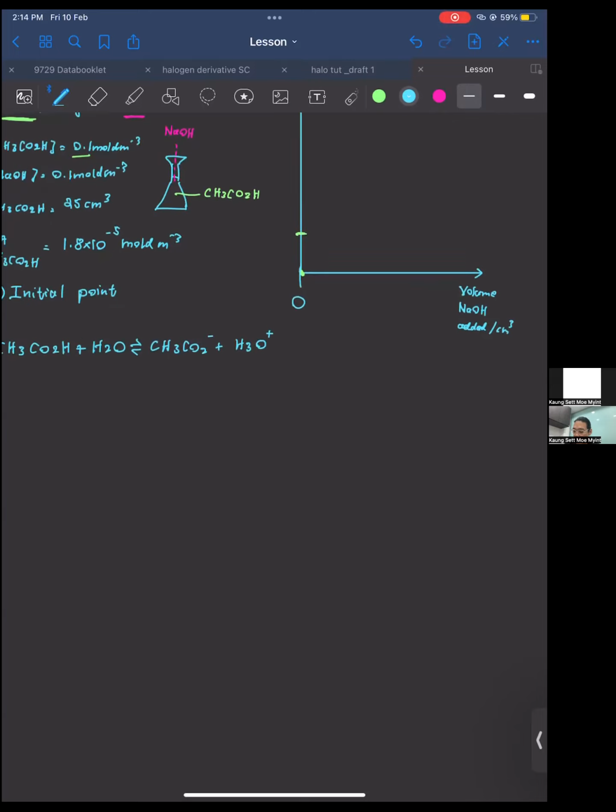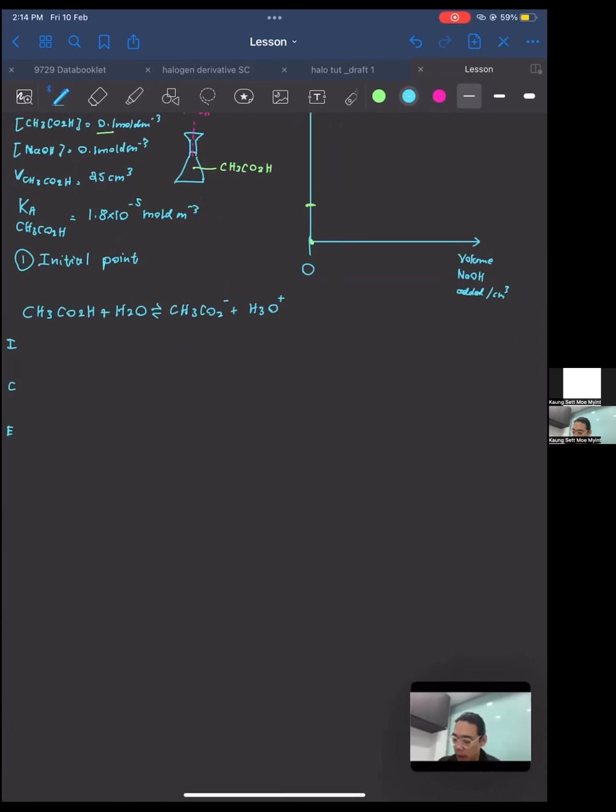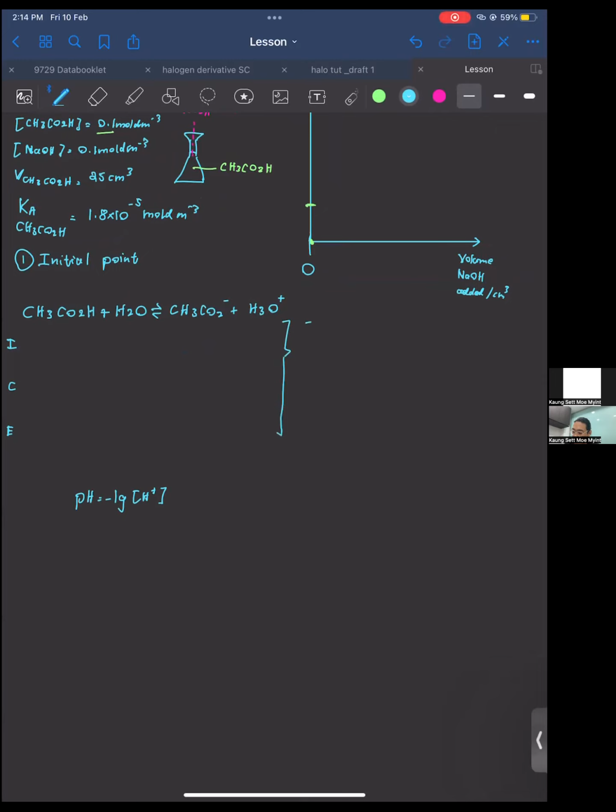The second step is to draw the ICE table. And the purpose of the ICE table is to be able to calculate the H plus concentration. Why? Because pH is negative log the H plus concentration. So you need the H plus concentration to solve for pH. So this ICE table has a purpose, and that purpose is to solve for the H plus concentration. So the ICE table needs to be in terms of concentrations.